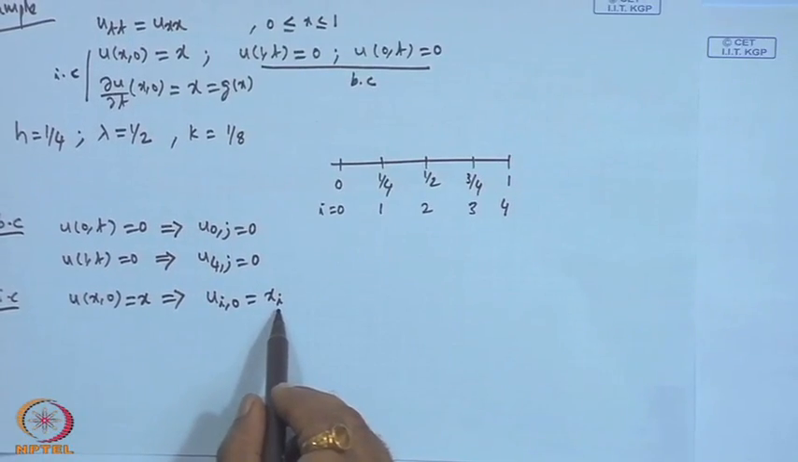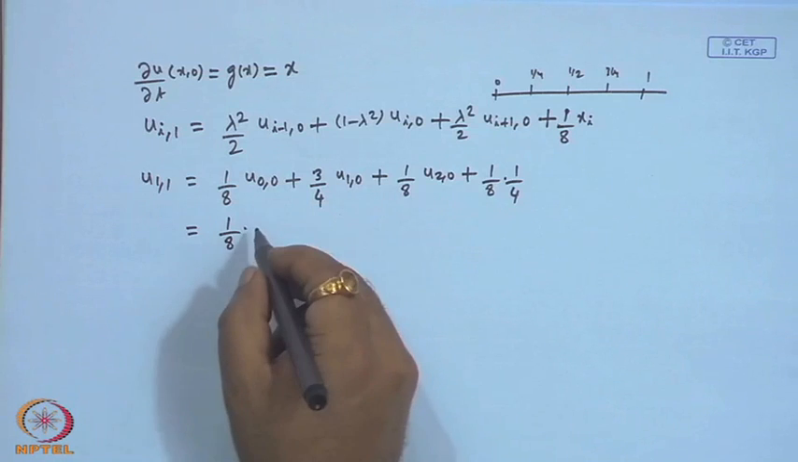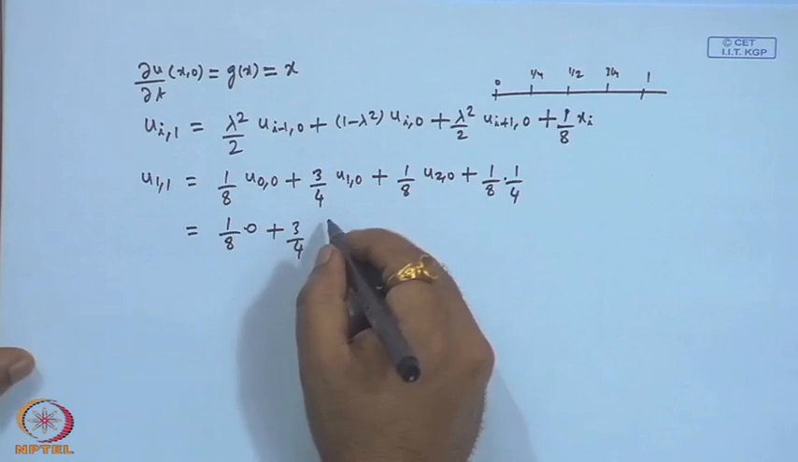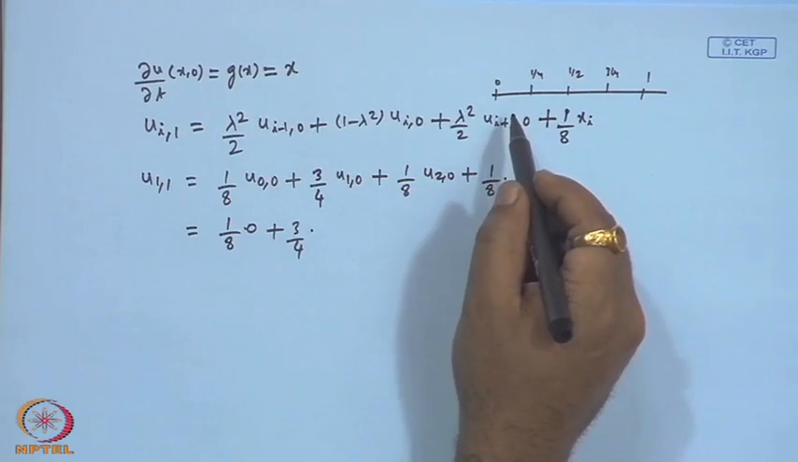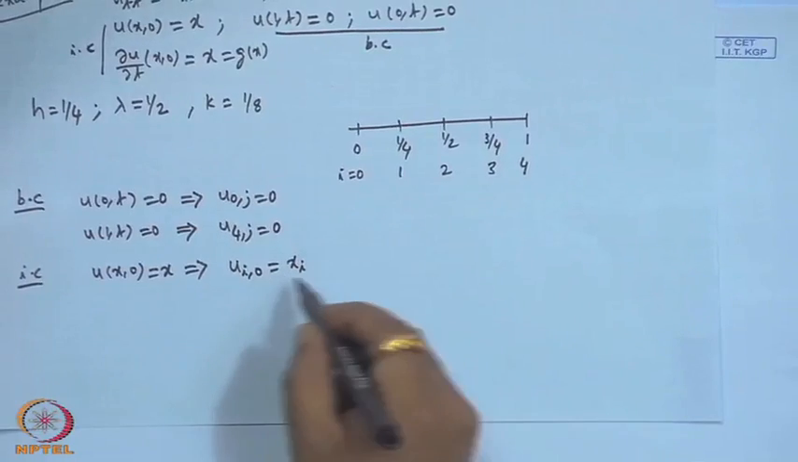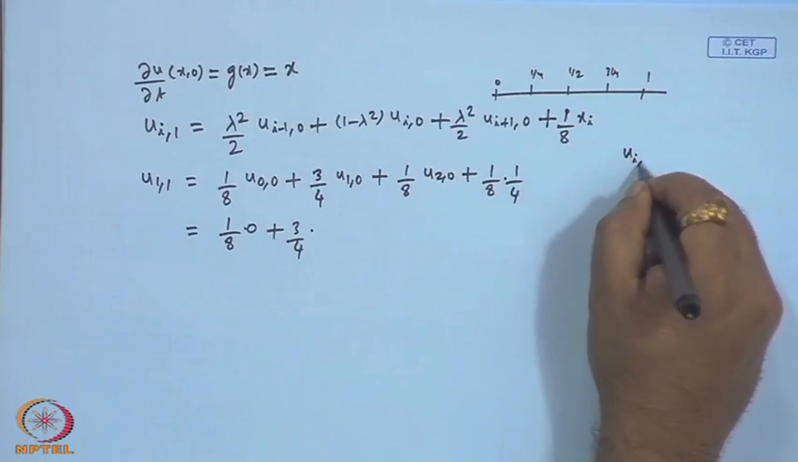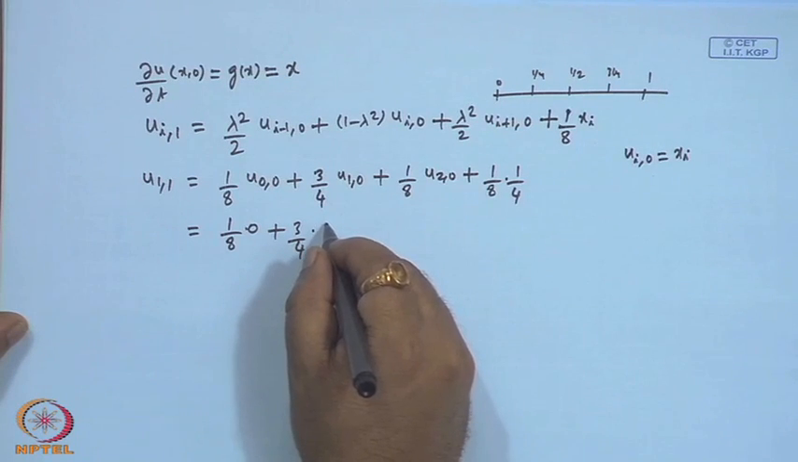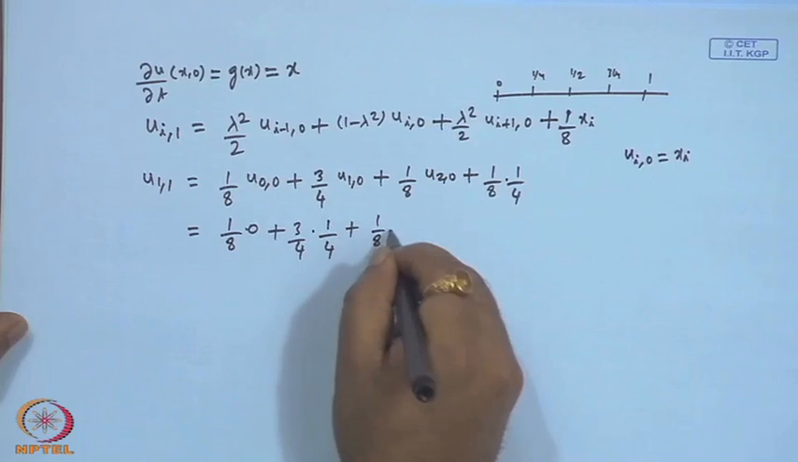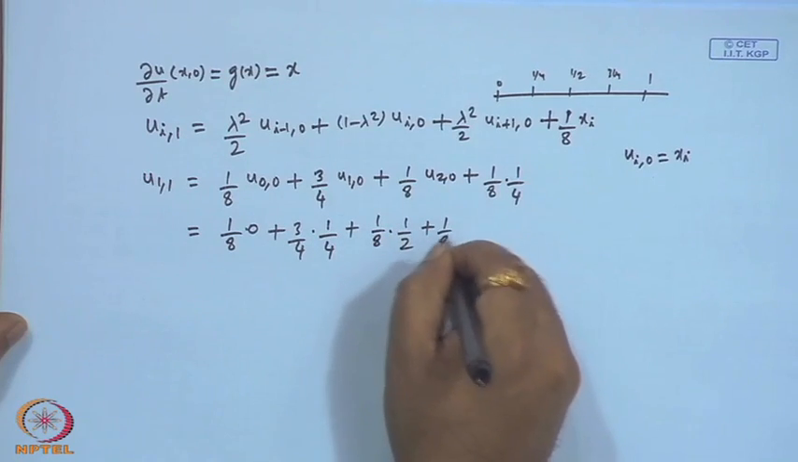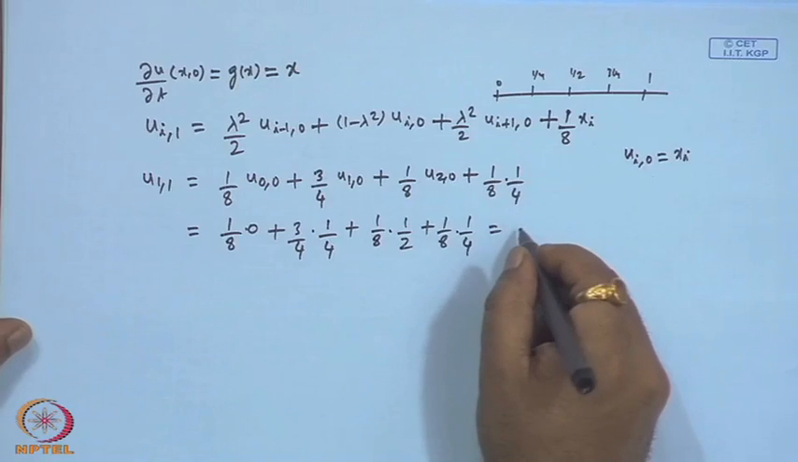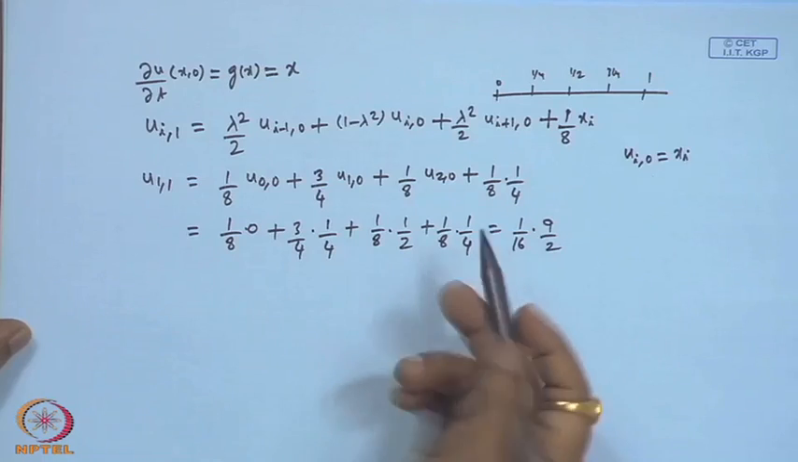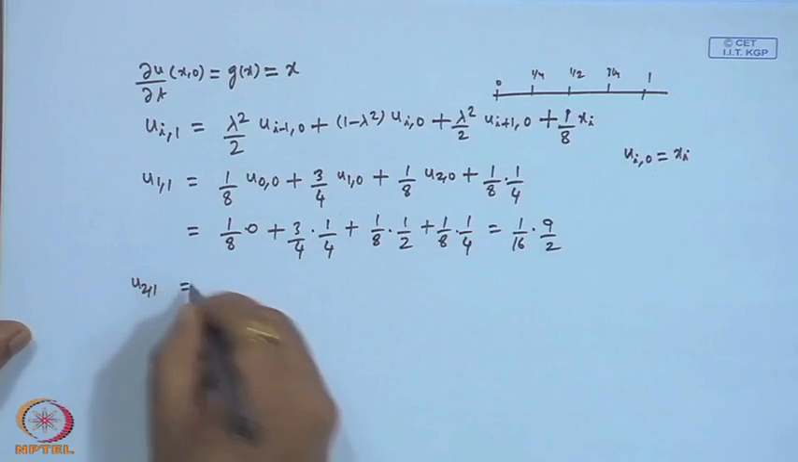Okay. So, this can be obtained u 0 0. Okay. So, this is 0 plus 3/4 u 10, u 10 is x 1. So, we have u I 0 is x I, the remaining are 0. So, this is 1/4, this is half. So, this is calculated and so please check it.